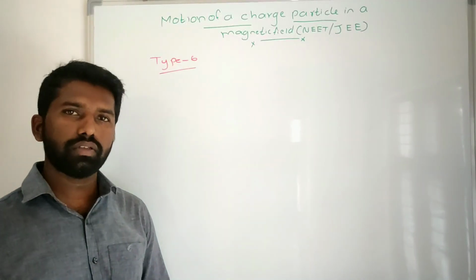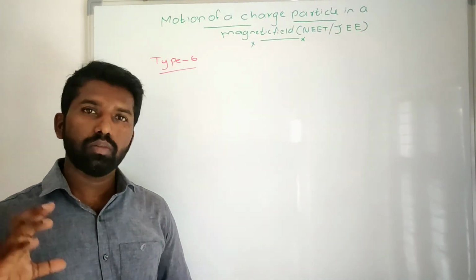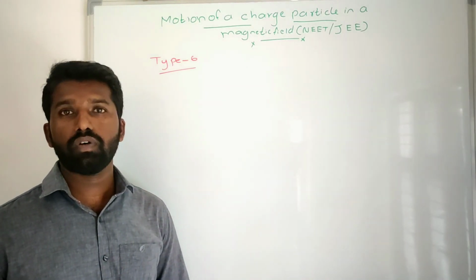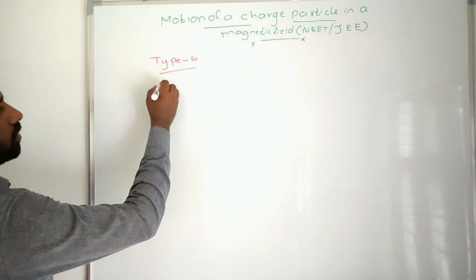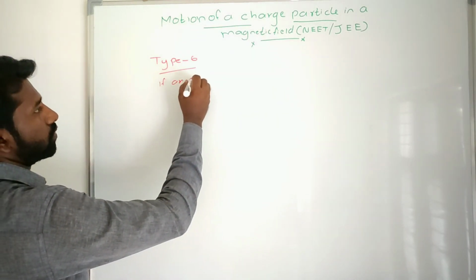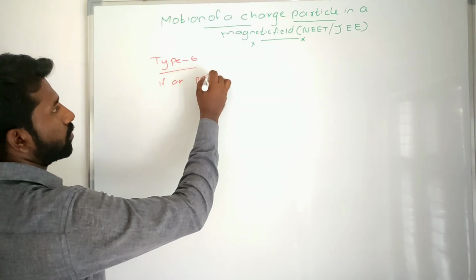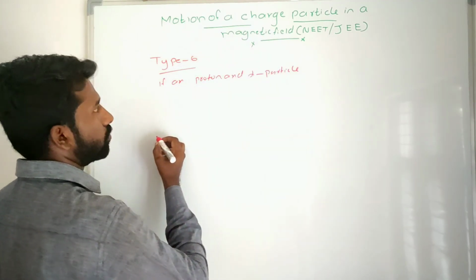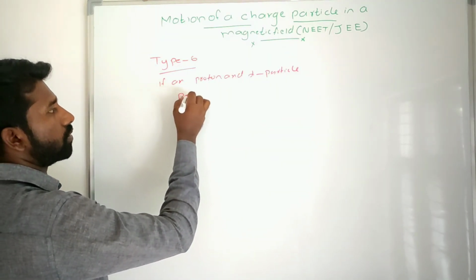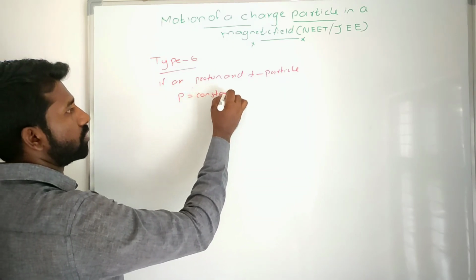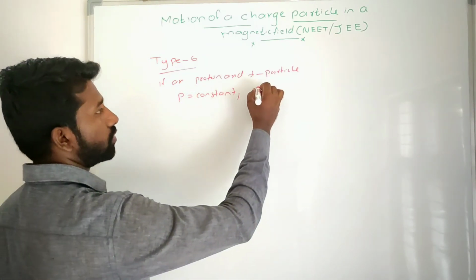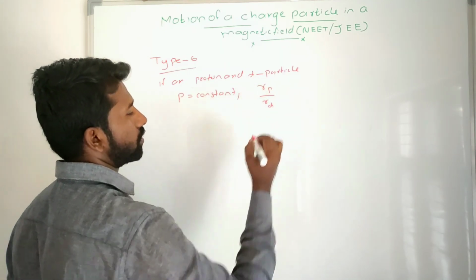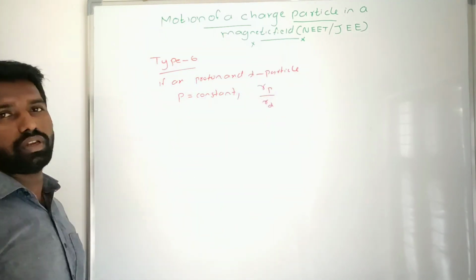If a proton and an alpha particle move in a magnetic field with constant momentum, what about the radius ratio? Okay, if a proton and an alpha particle move in a magnetic field, what about that? Momentum is to be constant. And what about the radius ratio? Radius of the proton and radius of the alpha particle, we need to find out this radius ratio.